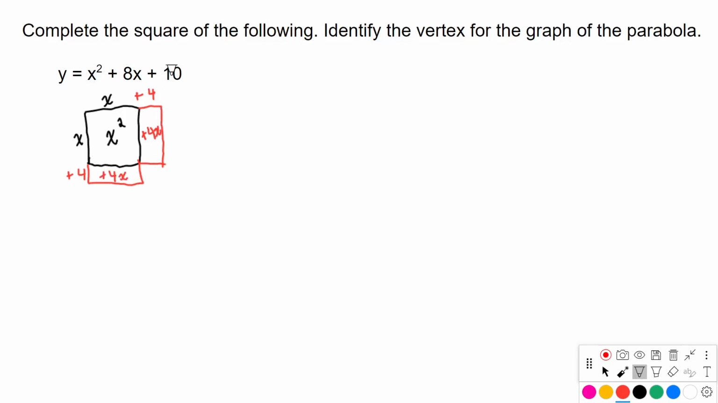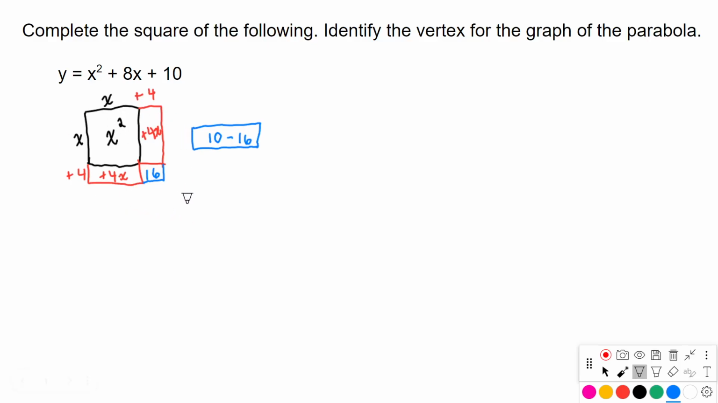I'm going to forget about the 10 for now, and I'm going to find the units that would complete this square, hence the title, Completing the Square. So 4 units by 4 units, that's 4 times 4, gives us 16 units. To see what adjustment we're going to have to make, the equation starts out with 10 units, and I'm going to subtract the 16 to find out what the adjustment is going to be outside of this square.